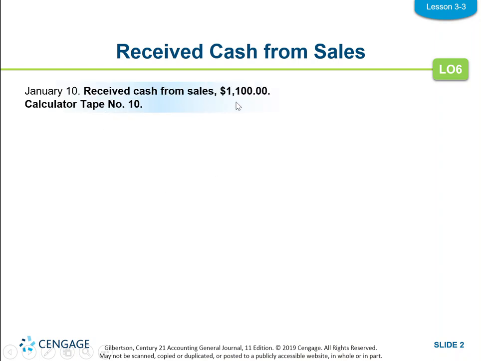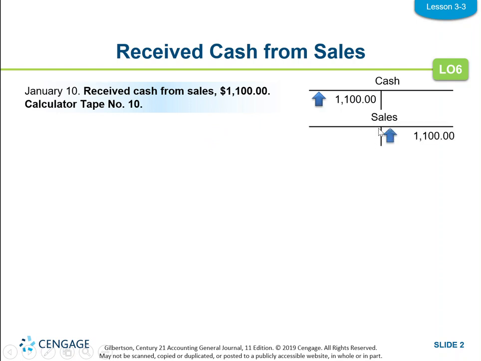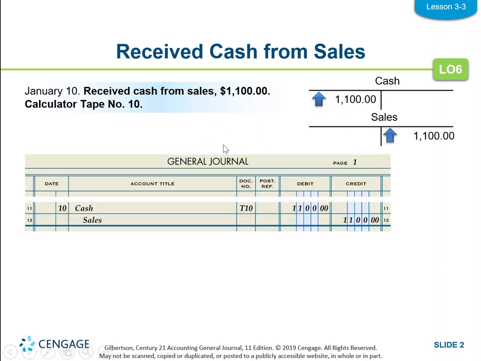Received cash from sales, $1,100. Two accounts are affected, cash and sales. Cash is an asset, sales is a revenue owner's equity account. We received cash, so we're going to increase that asset. We have more sales, so we're going to increase our revenue account. So we record that in the T account. We debit cash, $1,100. We credit sales, $1,100.